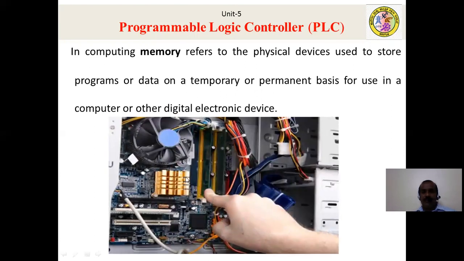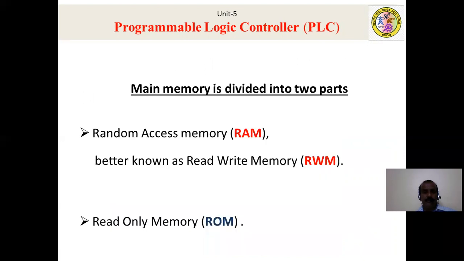So this figure shows the location of the temporary memory in a CPU of a computer. Main memory or primary memory in a computer is divided into two parts: random access memory, which is also called as read-write memory, and read-only memory called as the ROM.